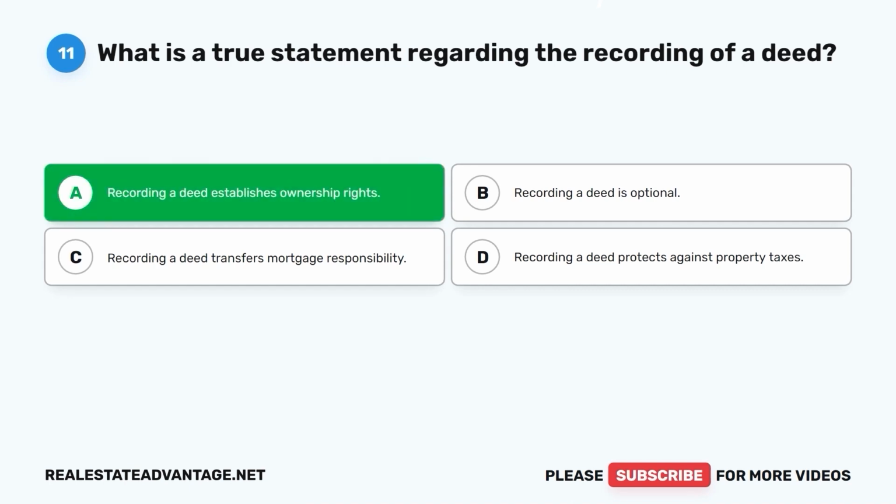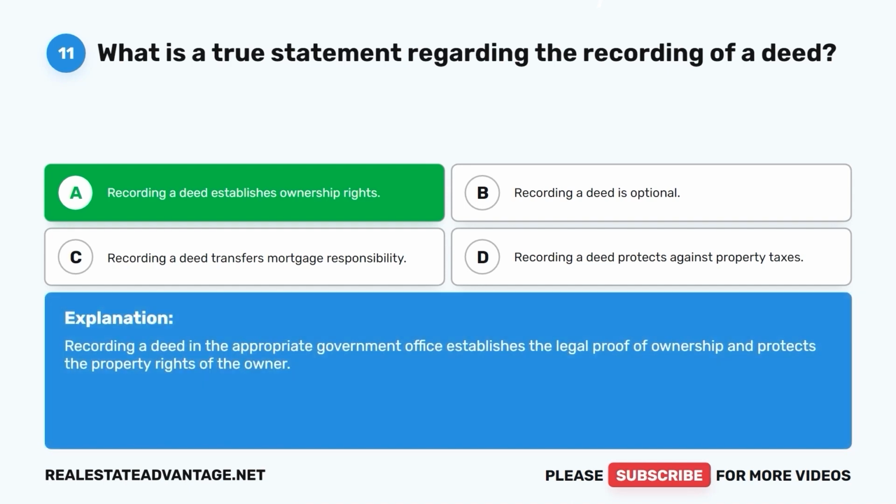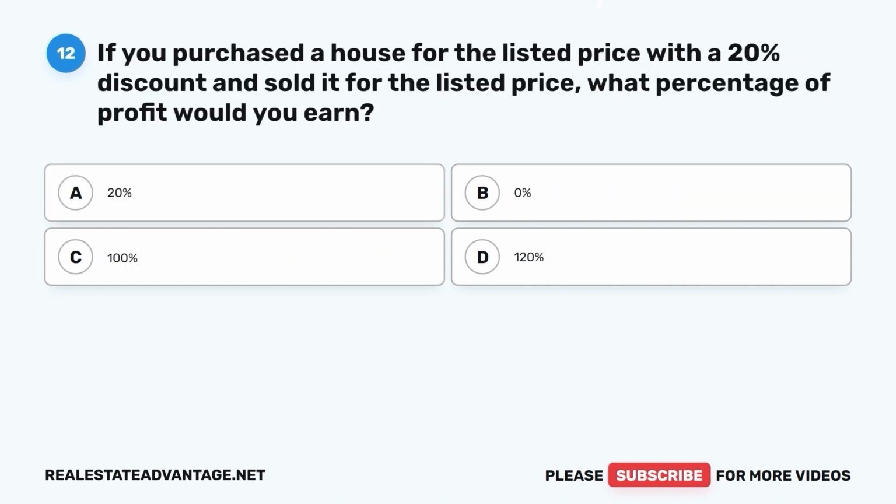Recording a deed establishes ownership rights. Recording a deed in the appropriate government office establishes the legal proof of ownership and protects the property rights of the owner.